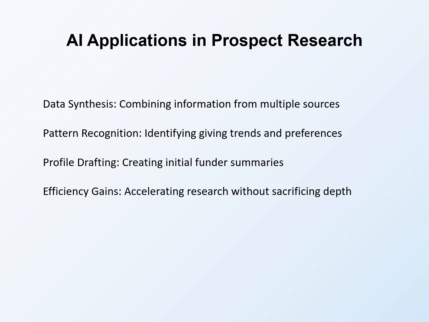Efficiency gains accelerate research without sacrificing depth. If AI can handle certain research tasks, you can research more prospects or spend more time on activities AI cannot do, such as relationship building. Efficiency gains should enhance, not replace, thorough research.